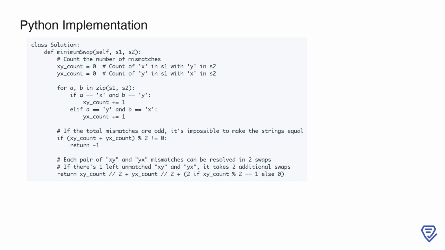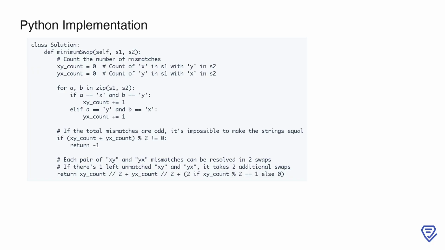1. Mismatch counting. We iterate through both strings simultaneously using zip, S1, S2, to identify mismatched characters. Specifically, mismatches are classified into two types. XY_count counts occurrences where S1 has X and S2 has Y. YX_count counts occurrences where S1 has Y and S2 has X. 2. Odd mismatch check. If the total number of mismatches, XY_count plus YX_count, is odd, it is impossible to resolve all mismatches using swaps. In this case, we return -1.